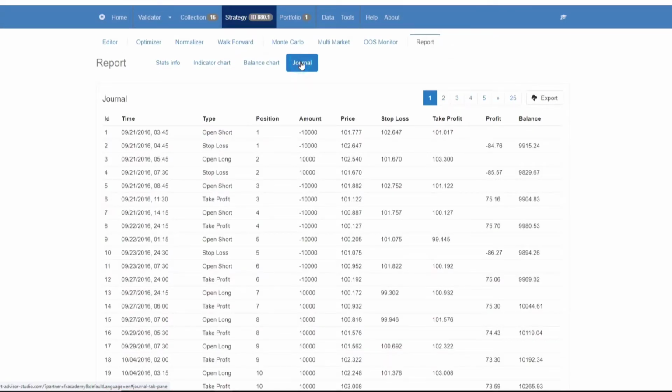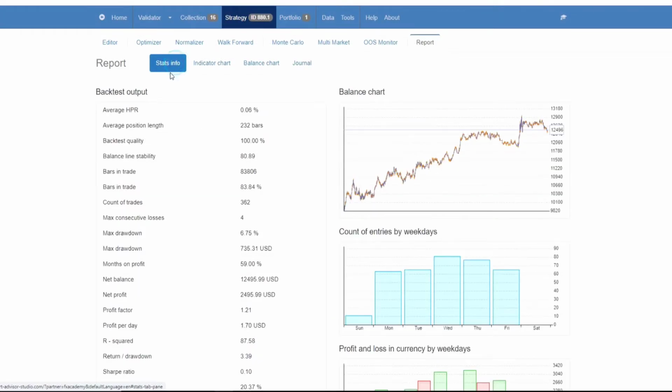Finally, we have the journal, and this gives us a full breakdown of each of our trades, when it opened, the type of position that it opened, the amount, the price that it opened at, the stop loss and take profit, then the profit on the trade, and finally our balance after the trade has completed. And this would be the trades that have opened and closed on the full amount of the historical data that we have loaded.